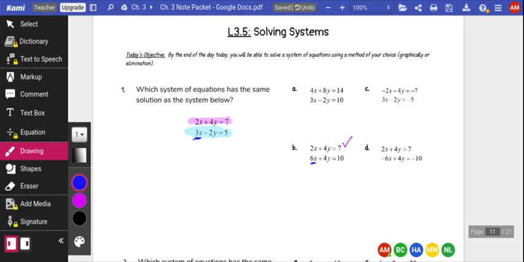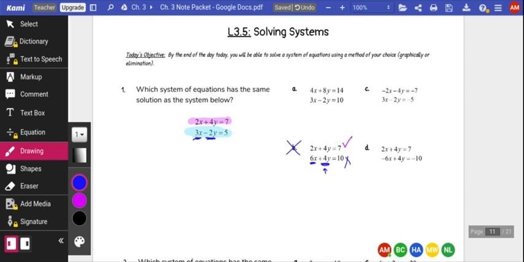3x times 2 gives me 6x. Does negative 2y times 2 give me a positive 4? No, this number should be negative if everything was being multiplied by 2. So that means that this is not the correct answer because they are not multiples of one another. Okay.